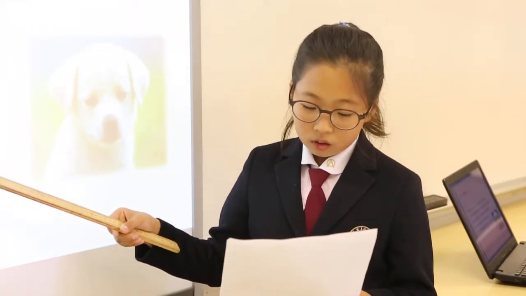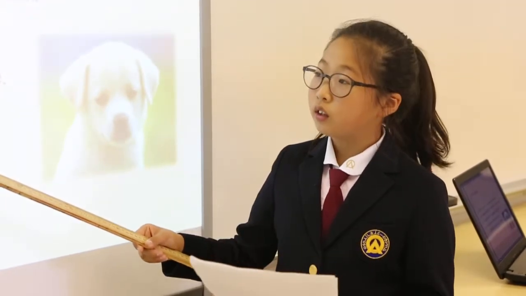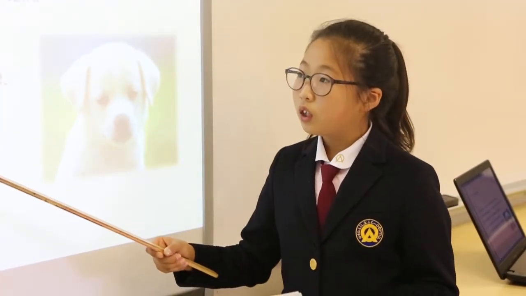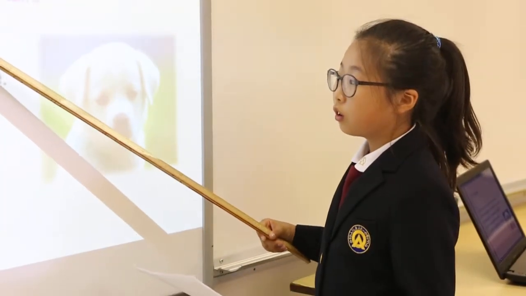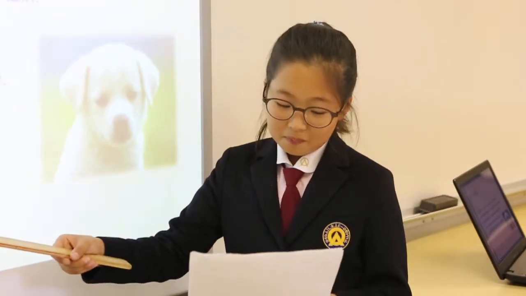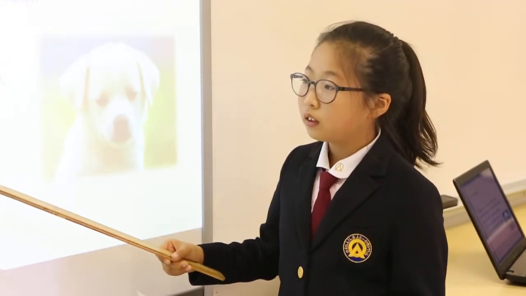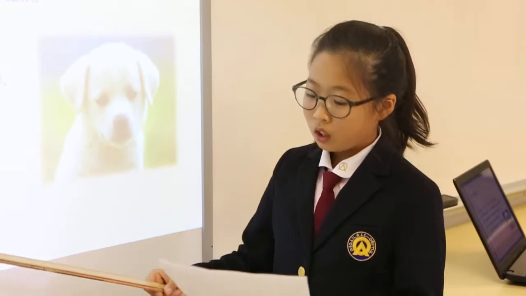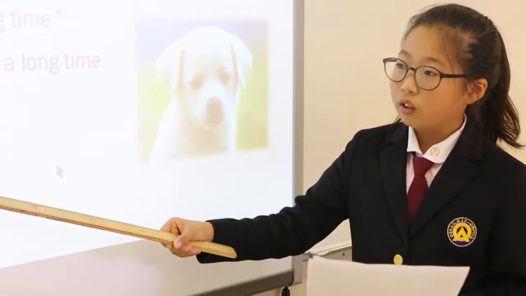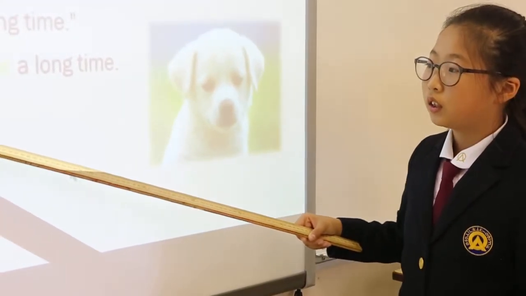The second example is a dog can't talk. If we change this to it plus infinitive, then it will be it is impossible for a dog to talk. The last example is the child usually can't sit still for a long time. We can change the sentence to it is difficult for a child to sit still for a long time.